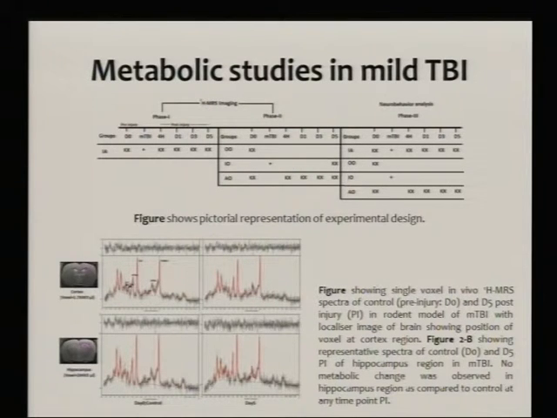So in phase 2, to negate the effect of anesthesia, we took two more groups: the injury only and the anesthesia only. In the injury only group, no imaging was done, only injury was given to the animal. And in the anesthesia only group, only anesthesia was given, no injury. So we had three groups: one was injury with anesthesia, second was only anesthesia, and third was the only injury group.